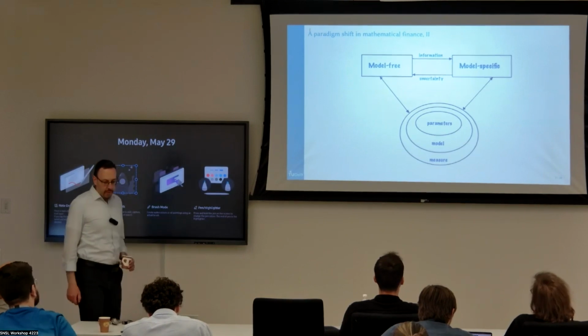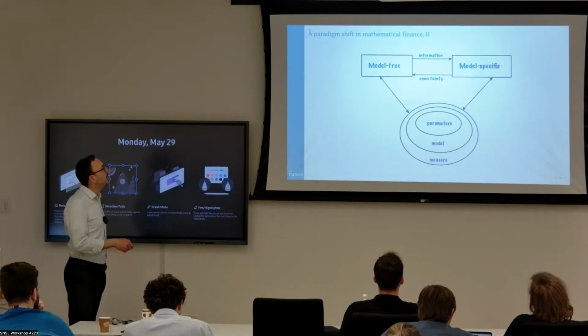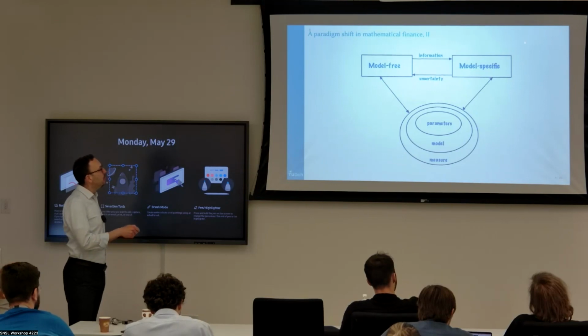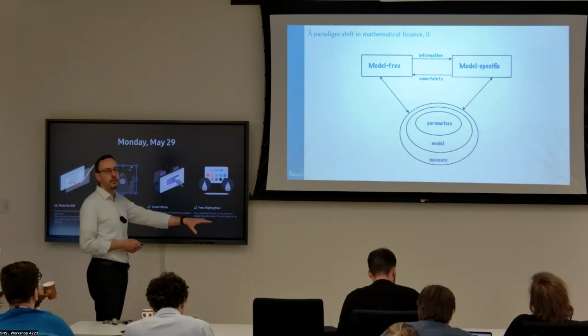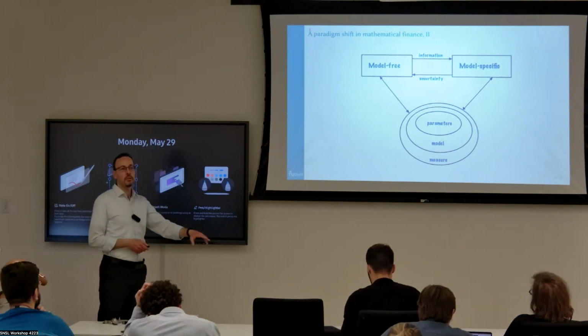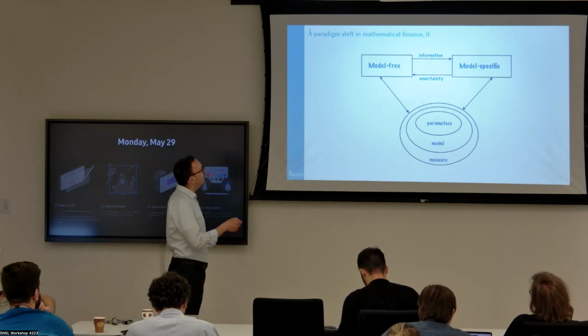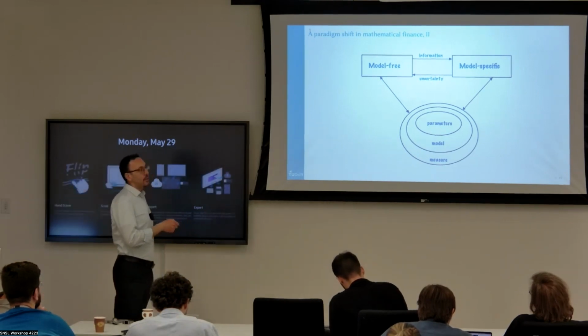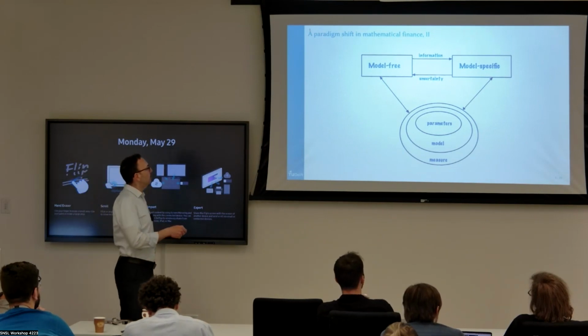Okay, so maybe I try to specify a bit what we mean by model-free and model-specific. Well, model-specific should be somehow self-explanatory. You have a model, you specify the model. It could be a parametric model, a diffusion, a jump process, whatever you like. And then you have to do something with this model. And then there are several flavors of being model-free. So I try to articulate them a little bit here.